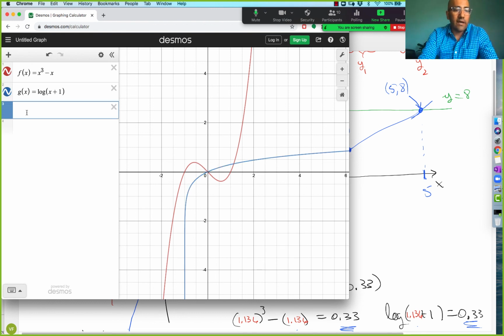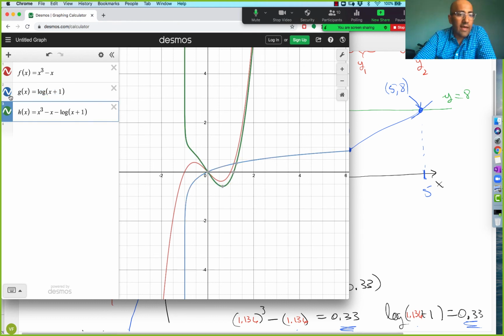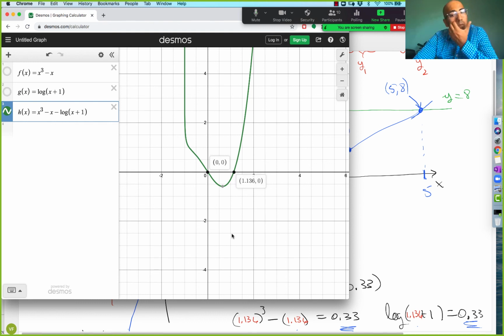So if we move it all to one side, let's call it h of x. Oops. H of x. That's equal to x to the third power minus x minus, right? If we move it all to the other side, it's going to have minus this log thing. Minus, copy, B. So we have that. So now we erase that. And now we want to know when does this whole ugly thing equal 0, right? If we move it over to one side, we set it equal to 0 and solve for it. And here they are. It equals 0 there, and it equals 0 there. Same answers. 1.136 and 0. The x coordinates are our solutions.